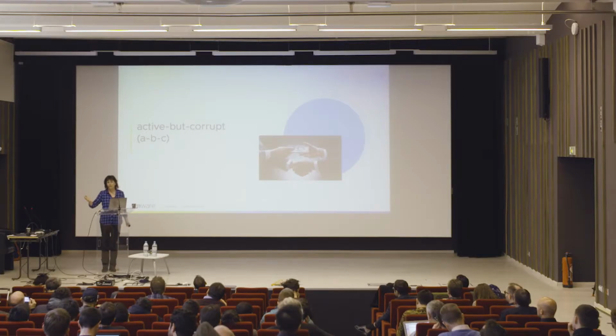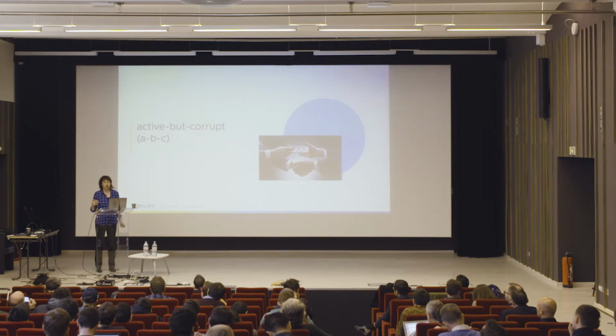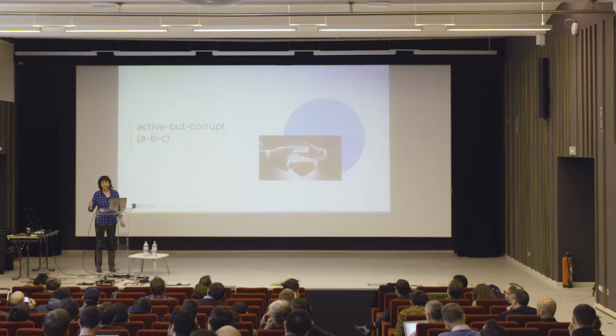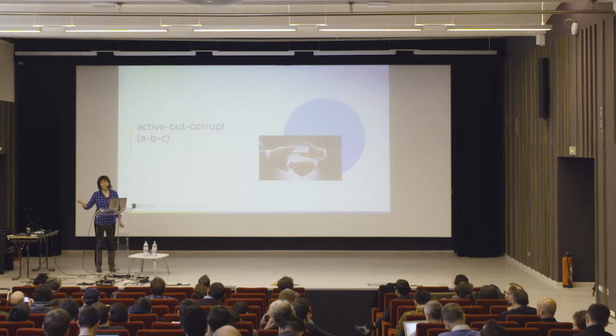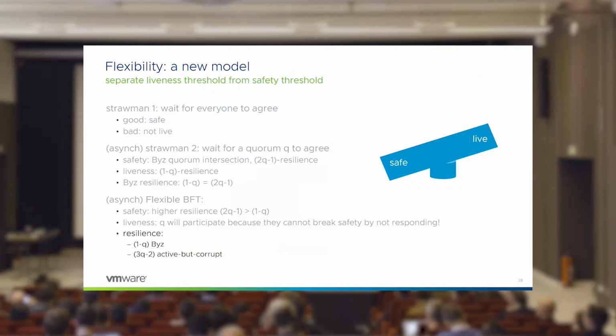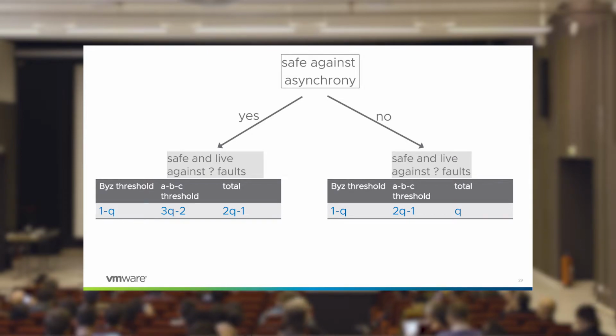They do not gain anything. They're not going to be able to break safety. They're not going to be able to double spend or get any benefit, any utility, by slowing down the system. The only utility they get is by trying to be corrupt. So I'm not going to hurt liveness by waiting for more responses from them, and I can get higher safety. So how much higher? I can get 1 minus Q Byzantine resilience, an additional 3Q minus 2 ABC resilience. So this is what you get as a result of applying this ABC model.